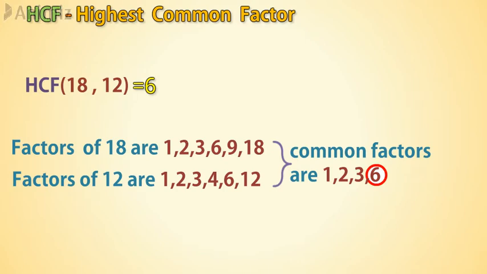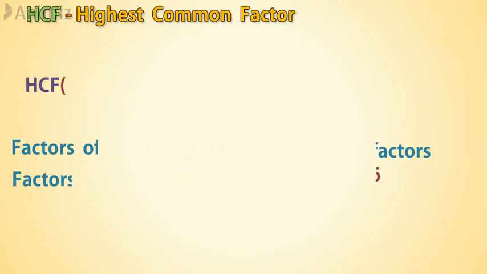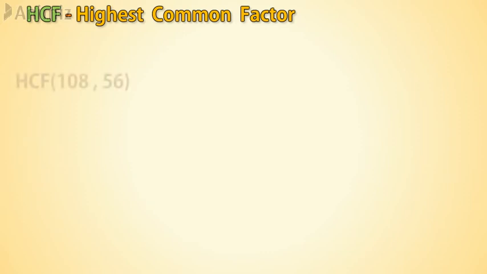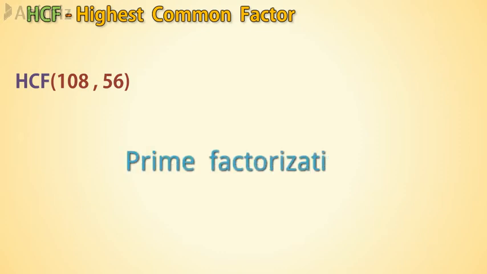Finding HCF for small numbers using divisors is quite simple. But what if we need to find the HCF of 108 and 56? For that we can't find the divisors easily. By using prime factorization, we can solve these. If you are not familiar with these, go and check our previous sessions.